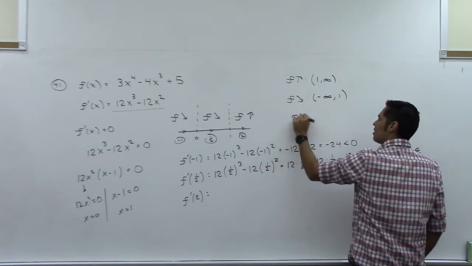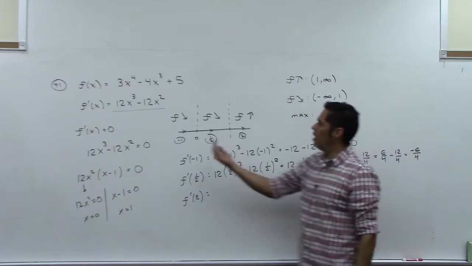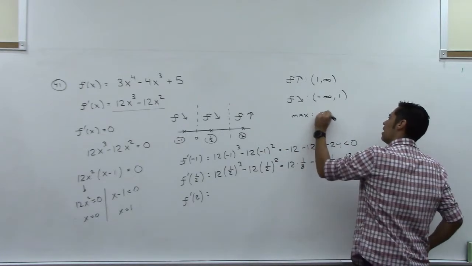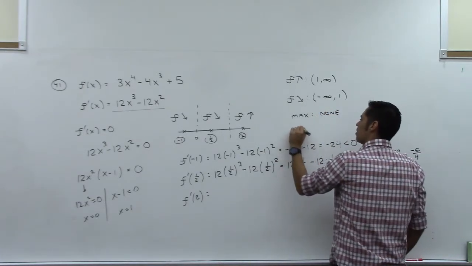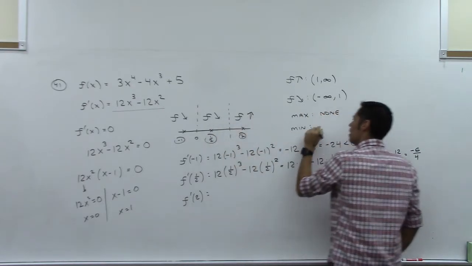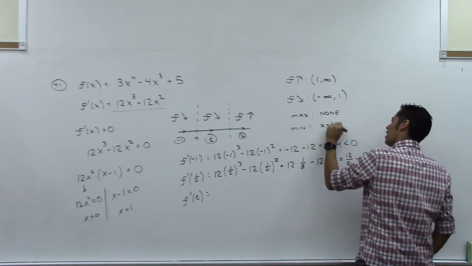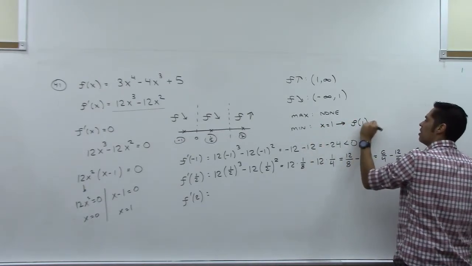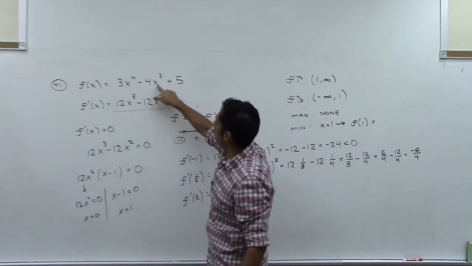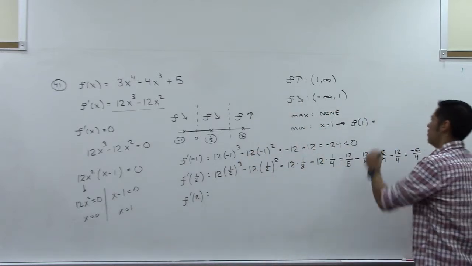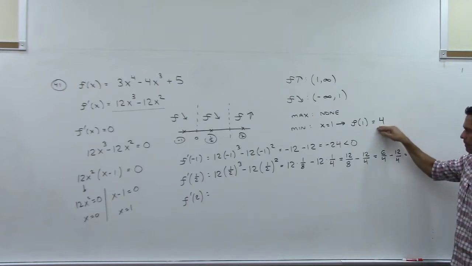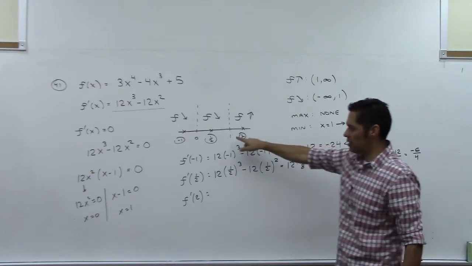As far as a max is concerned, do I ever go up and then down? Well, no, I'm down, down, then up. So I never go up, then down. So there's no local max. As far as a minimum, do I ever go down, then up? And yes, that happens here at 1. I go down, then up. So this happens at x equals 1. So I'm just going to plug 1 into the original function and see what I get. If I plug 1 in here, I get 3 minus 4 plus 5. So that gives me 4. So I have a local minimum value of 4, and it happens at x equals 1.